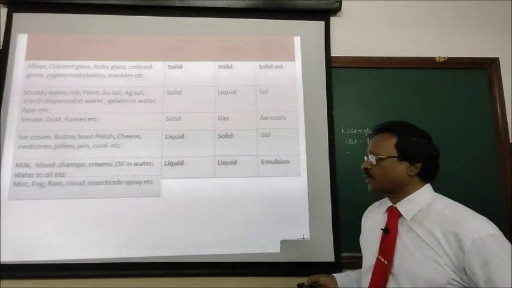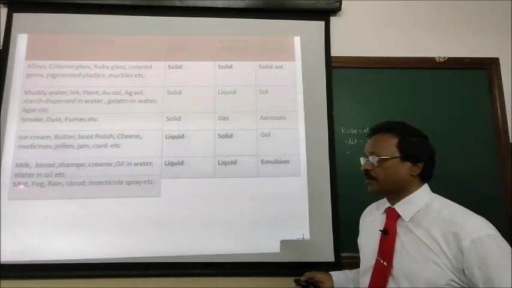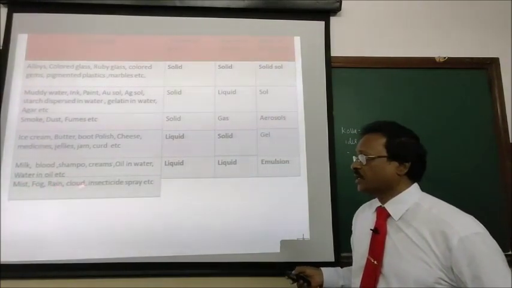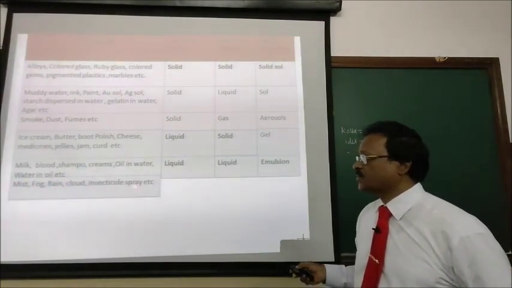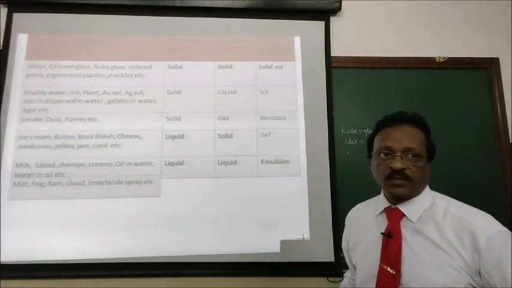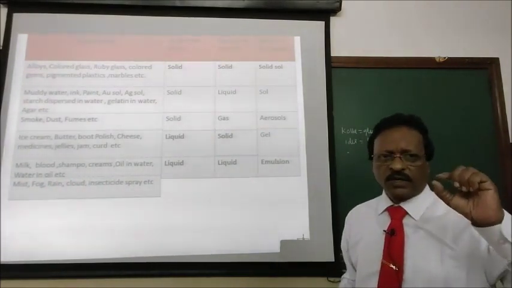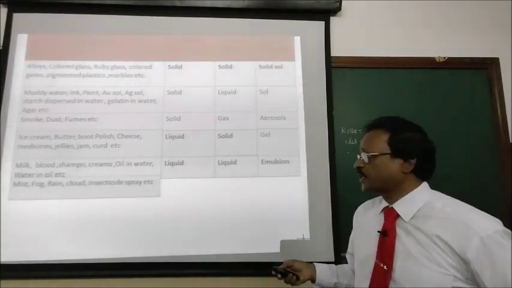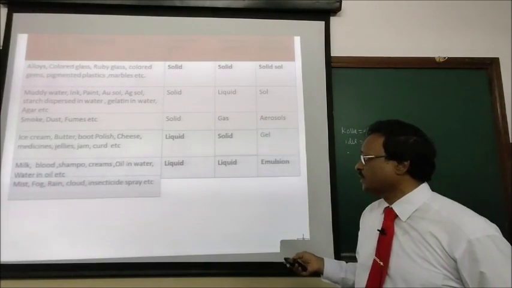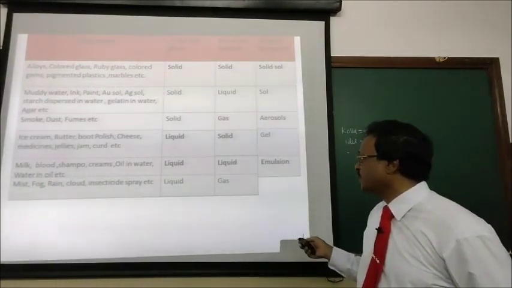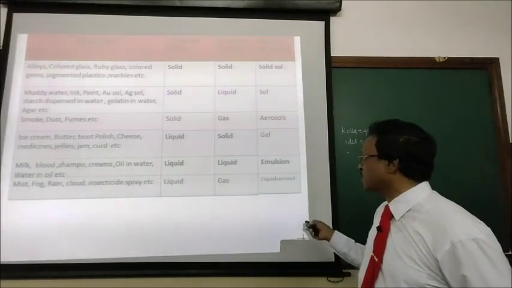Look at this example. Again, the mist. Very early in the morning you can see mist or fog, or rain. You can see clouds, insecticide spray. Or take the mist in the early morning. What is the dispersed phase in the mist? Small droplets of liquid, liquid dispersed in gas, dispersed in the atmosphere. So mist, fog or rain is liquid dispersed in gas. Liquid dispersed in gas is called liquid aerosol.